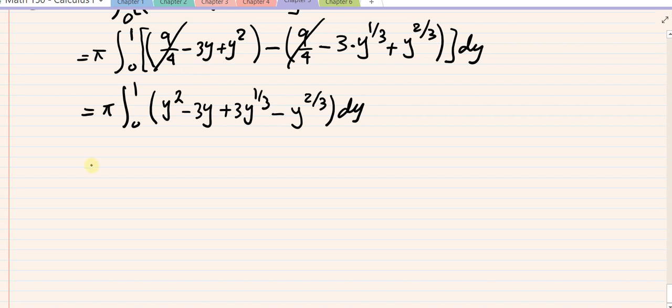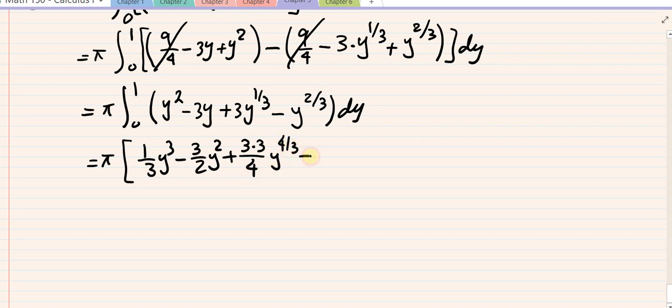And there we have it. This is going to be pi. Okay, we're ready to integrate now, so let's integrate it. Integral of y squared, 1/3 y cubed, negative 3/2 y squared, plus y to a third plus 1, that would be 4/3. Invert and multiply, we get 3/4.